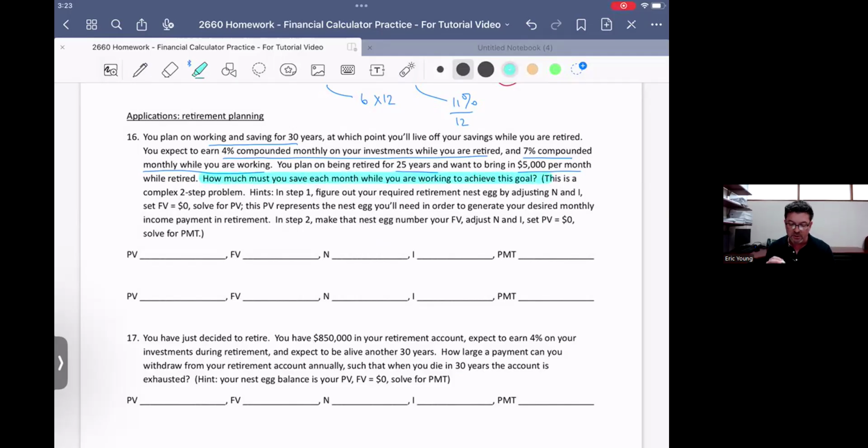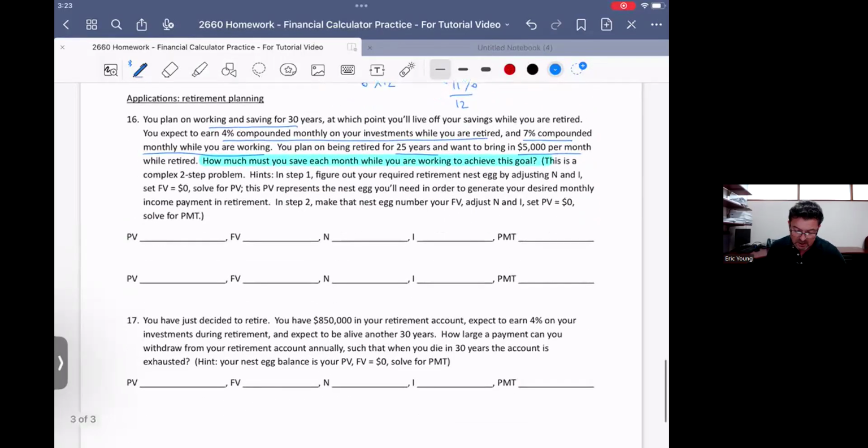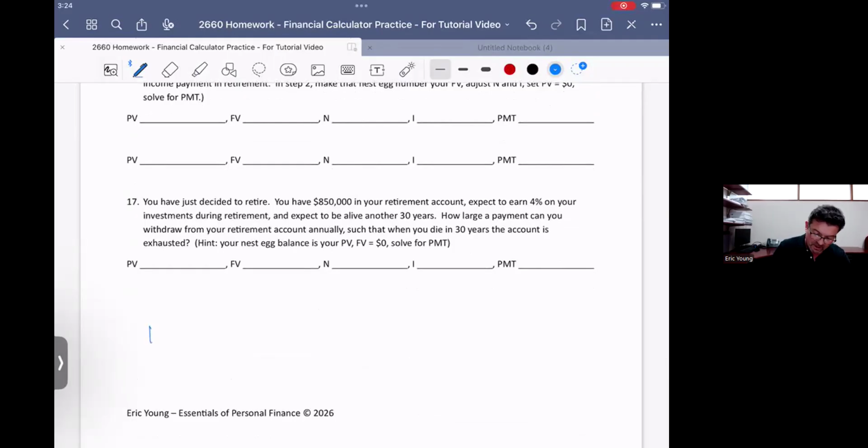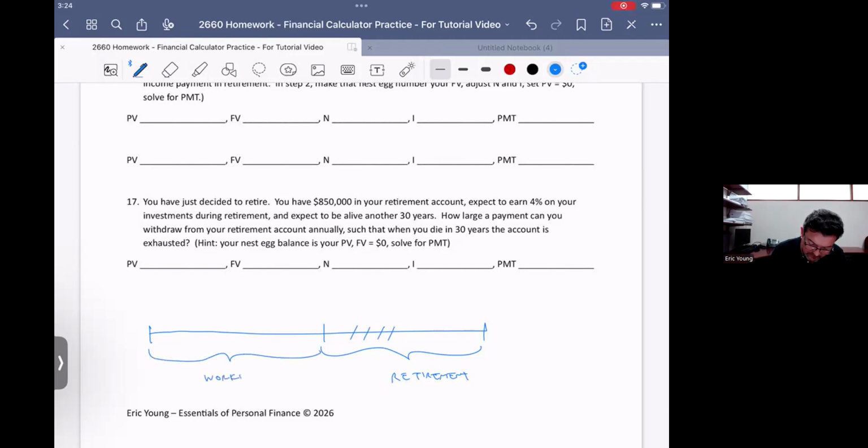How much do you have to save each month while you're working to achieve this goal? It is a tough question, but to understand it and break it down, all we have to do is think about this. Imagine your life is 2 windows. You have your retirement window where you're pulling out PMTs in, and you have your working window where you're working and saving.